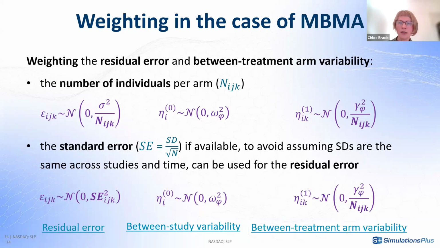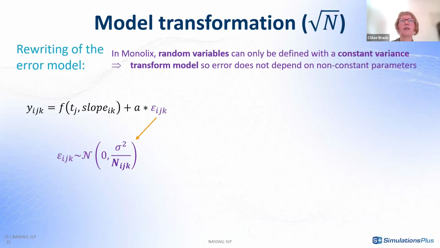So if we are doing this weighting in both our residual error and our random effects term, we need to actually handle this in Monolix. Random variables need to have a constant variance. So we're going to need to do a model transformation so that we don't have our error depending on non-constant parameters. And here we know for weighting by the number of individuals that this is changing per study, per arm, and also possibly by time.